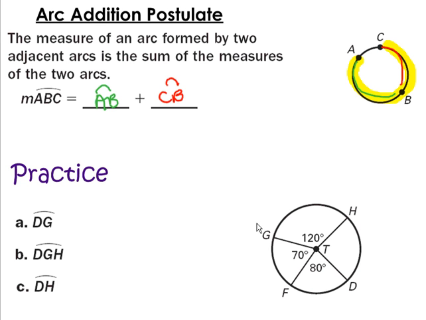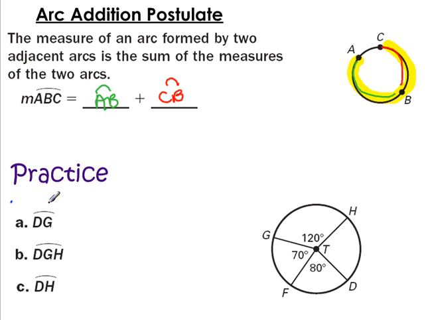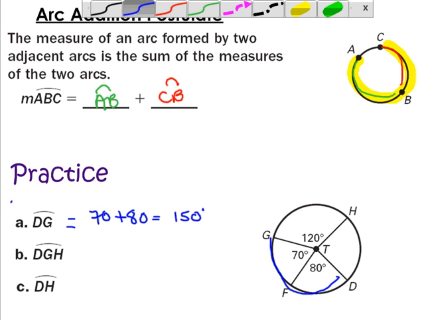Just for some practice, let's take a look here. It's asking us to find the measure of the following arcs. The first one is arc DG. Since it has two letters, it's a minor arc, DG. That will be equal to 70 plus 80, because our arc addition postulate said that I can add these two together to come up with the total arc measure. So arc DG will be 150 degrees.